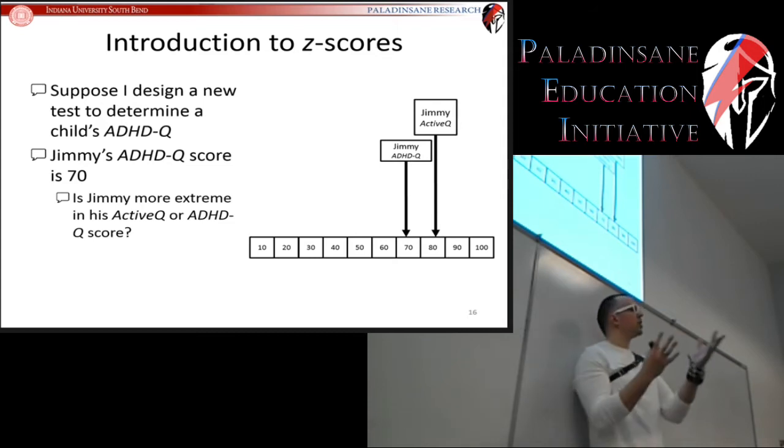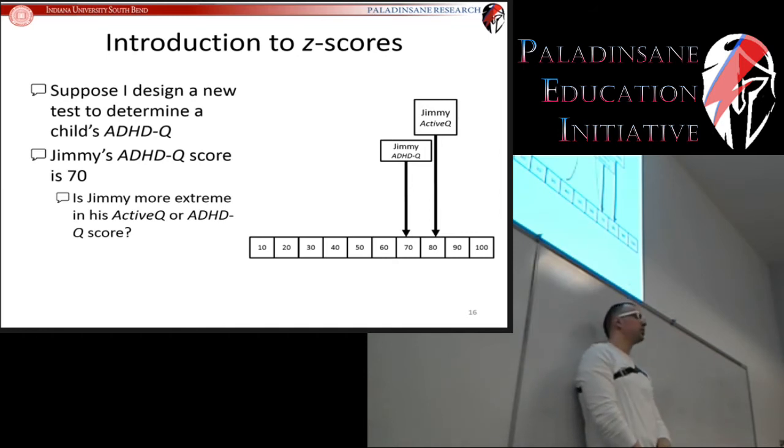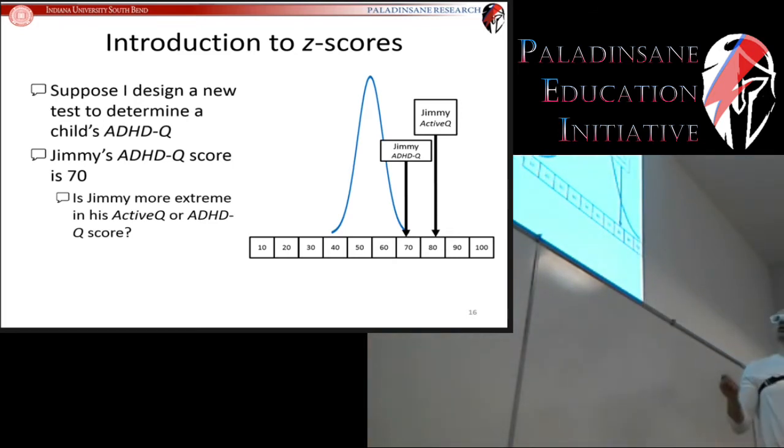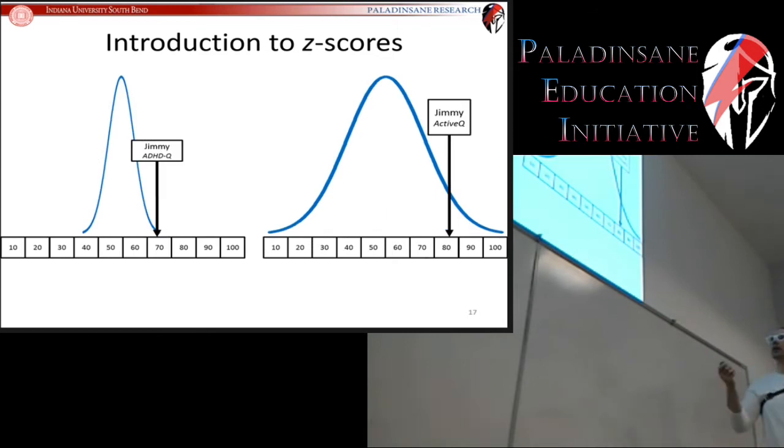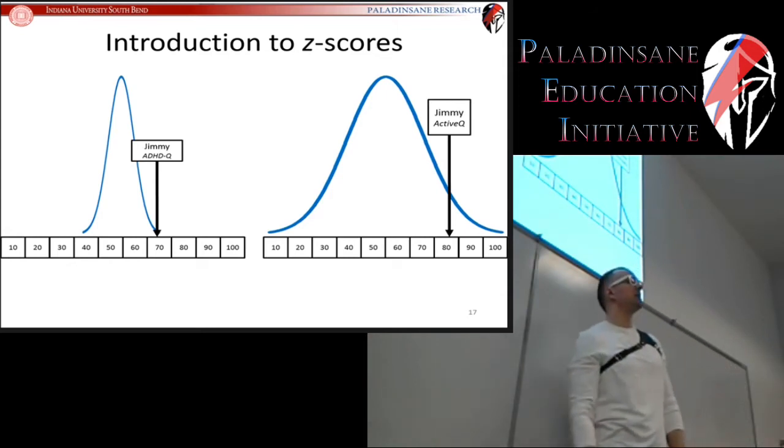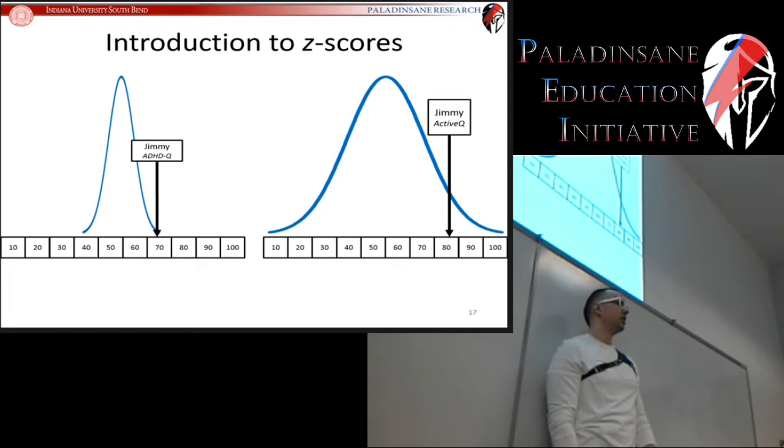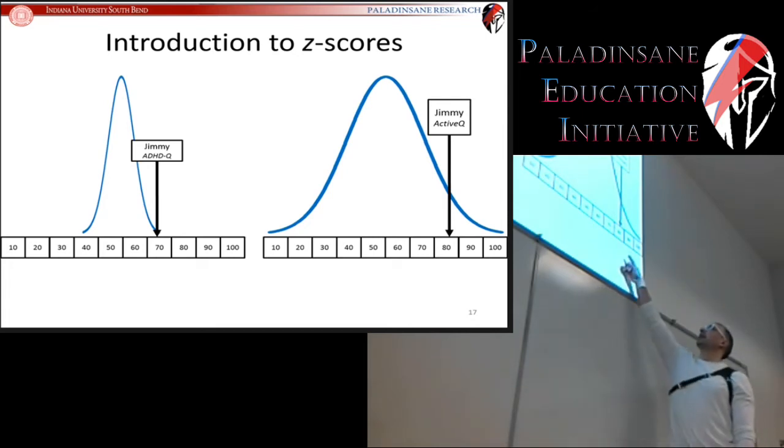So we need a way of, again, putting them into a similar context, because if that is the distribution for ADHD Q, I'll put the two side by side. So here we have the population distribution for ADHD Q. Here we have the population distribution for active Q. In both cases, Jimmy is above average. But notice for ADHD Q, Jimmy has one of the most extreme cases in the entire population for attention deficit. He is literally at the top of the extreme scores on attention deficit. He's high in activity Q, but nowhere near the top.